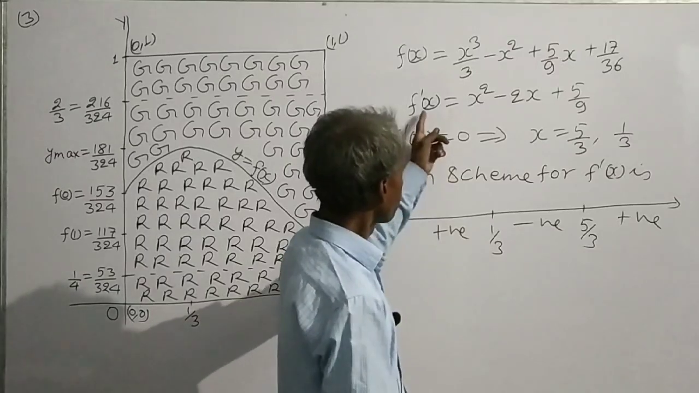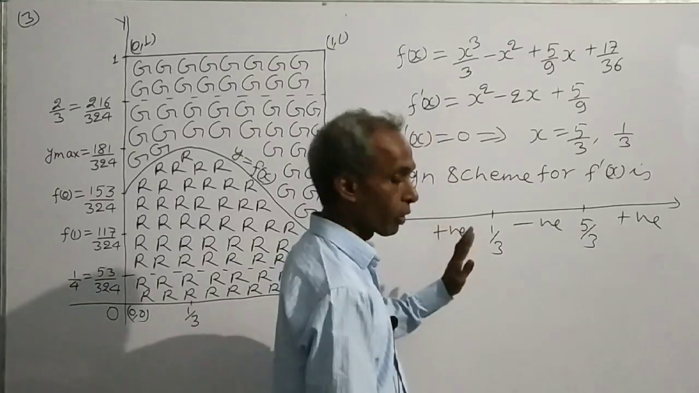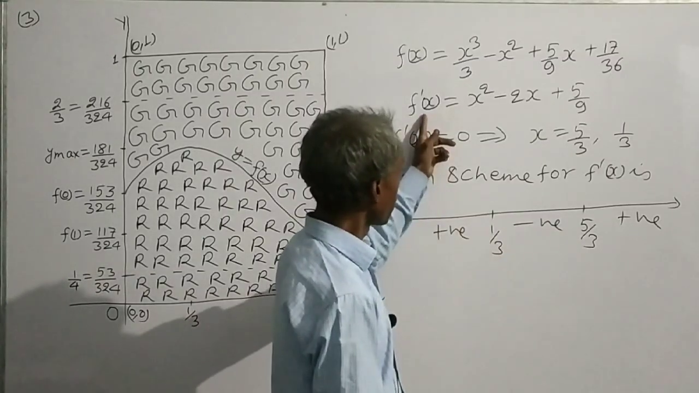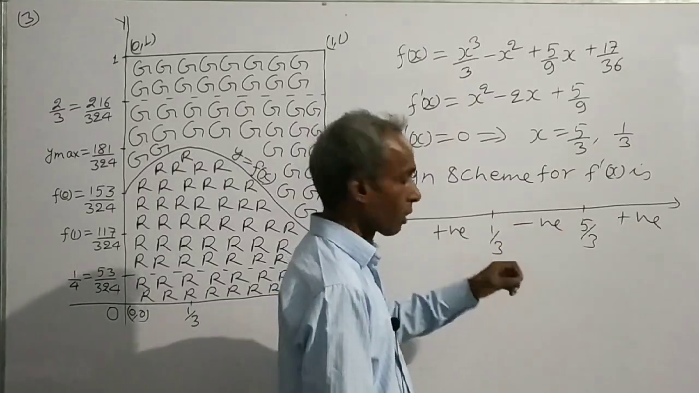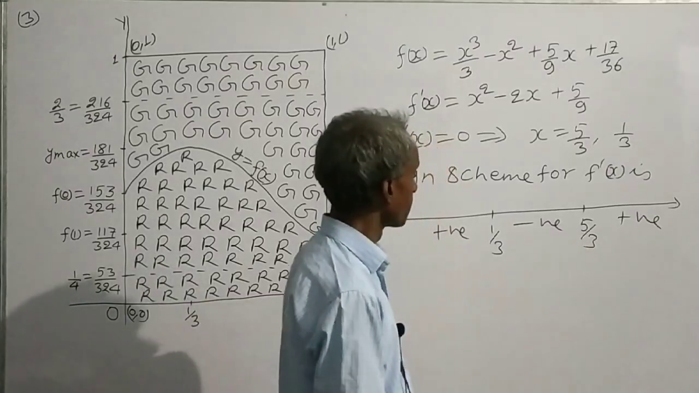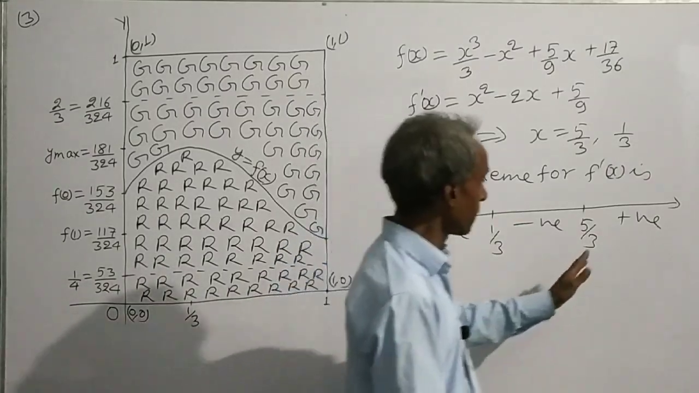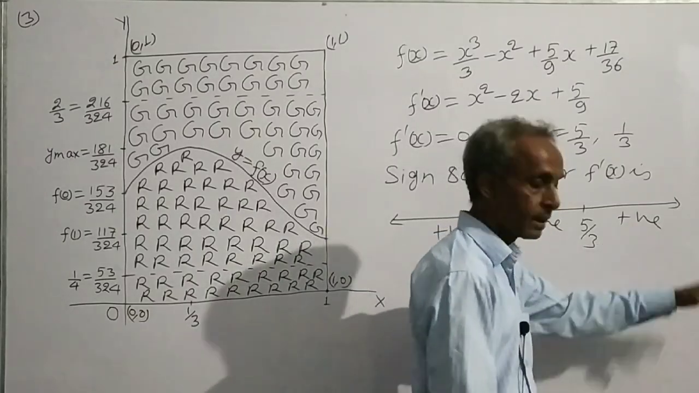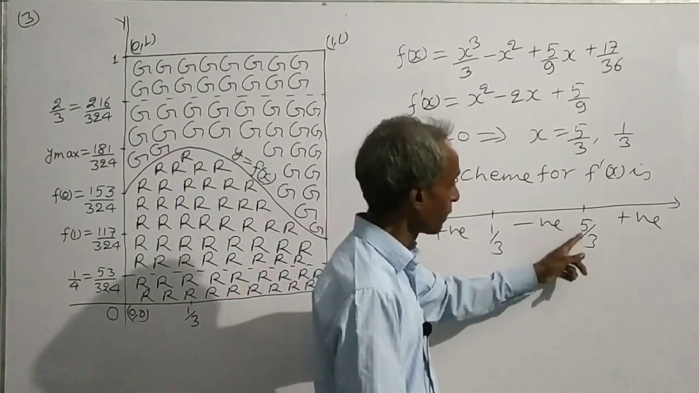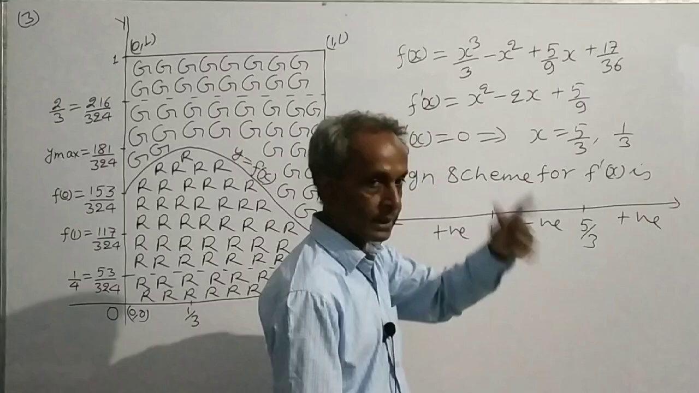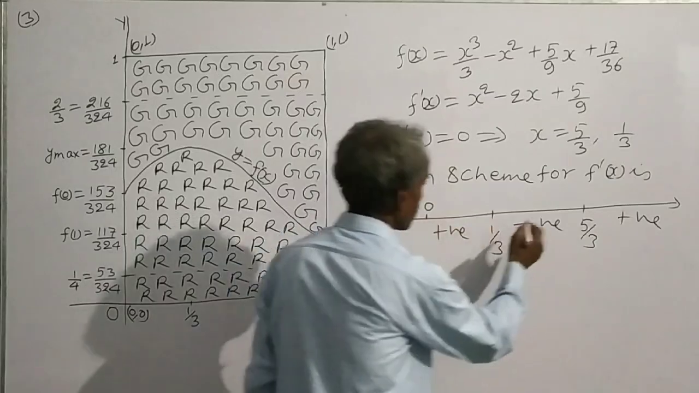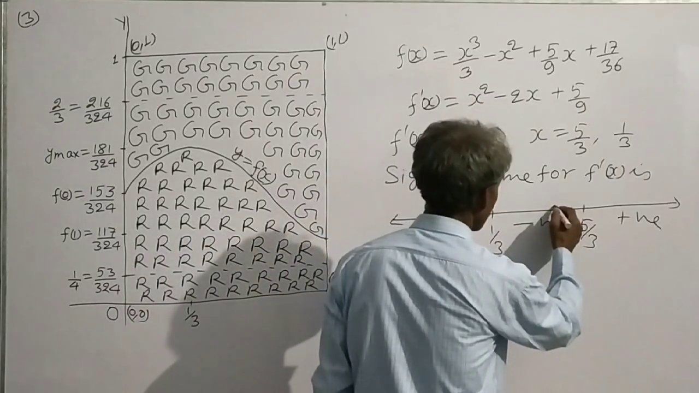f'(x) will be positive for all real numbers lying on the left hand side of 1/3. f'(x) will be negative for all real numbers greater than 1/3 and less than 5/3. f'(x) will be positive for all real numbers greater than 5/3. But 5/3 is greater than 1 and the function is defined only for 0 to 1.